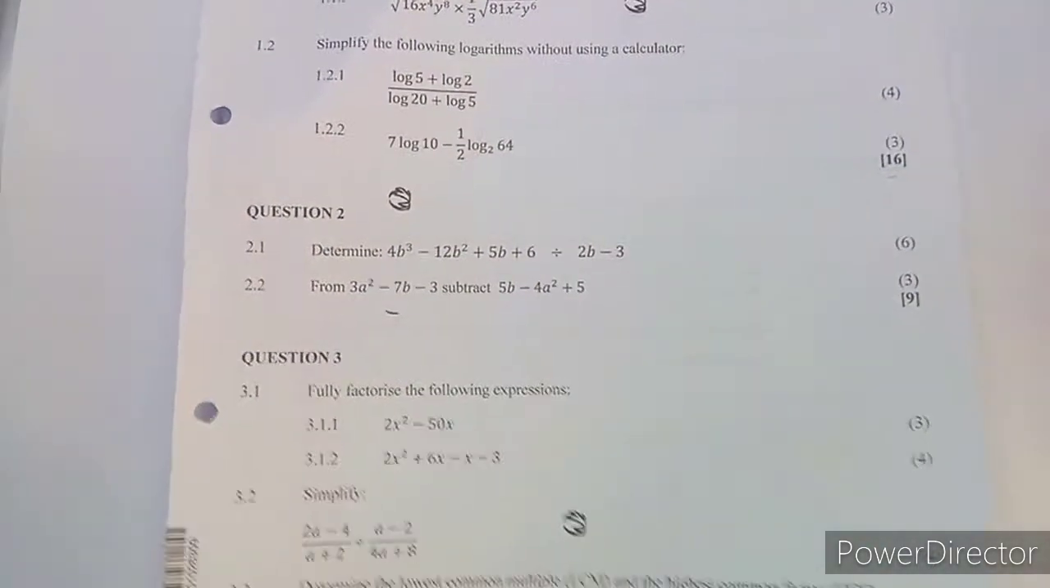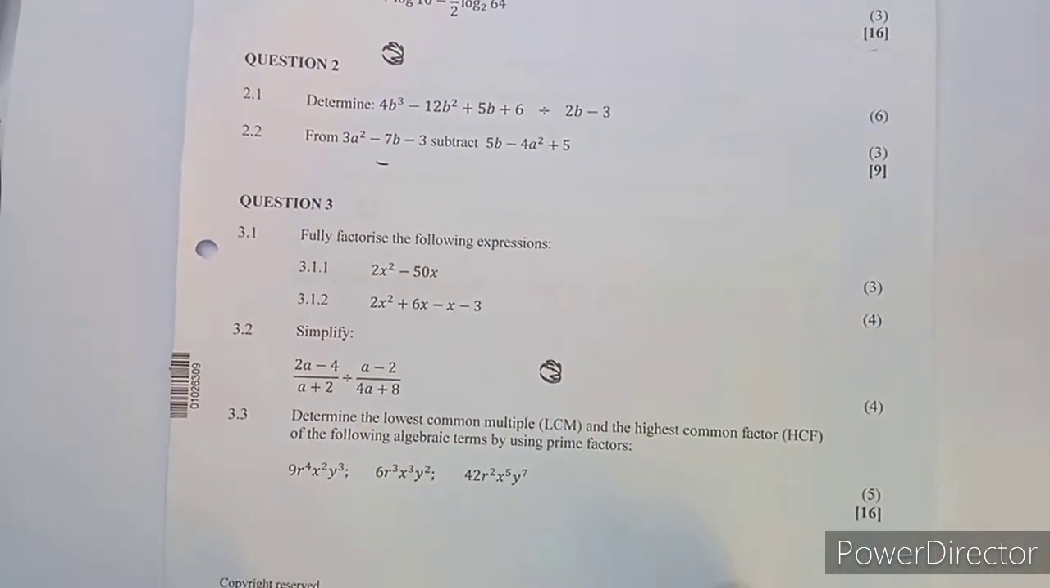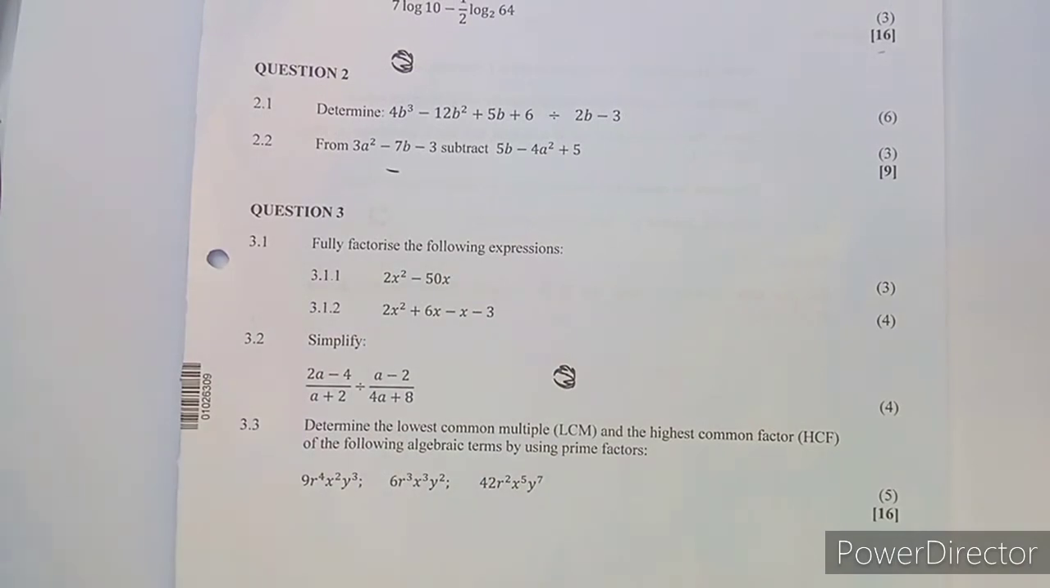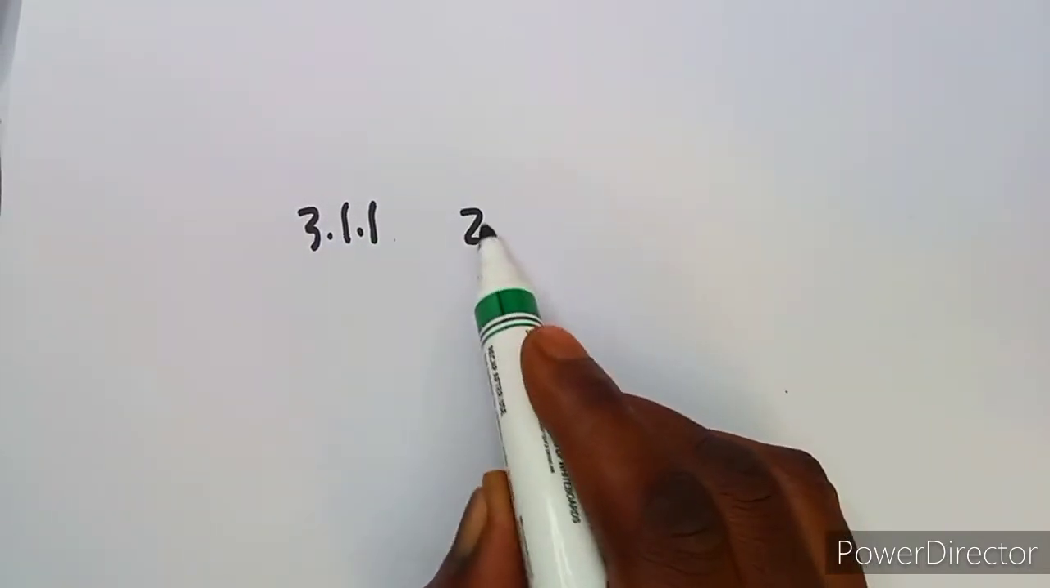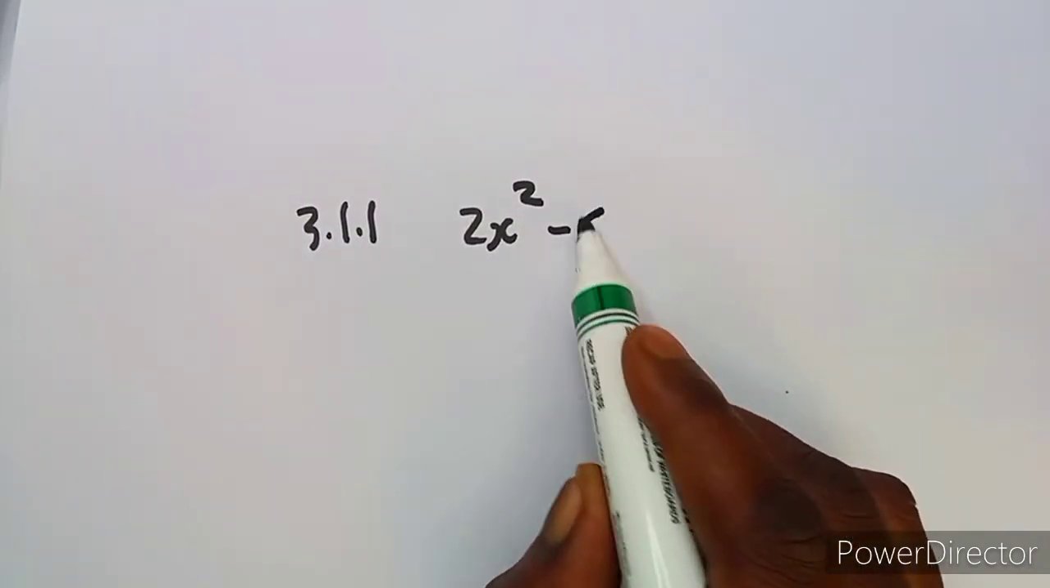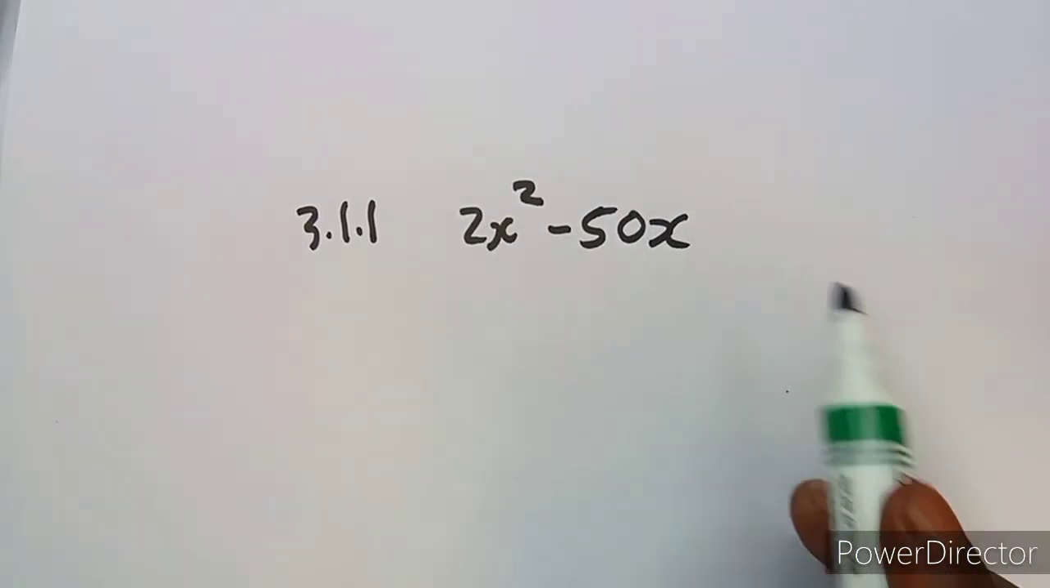Okay, on question 3, fully factorize the following expressions. Fully factorize. All right, how am I going to factorize the first expression, which is 2x squared minus 50x? You're asked to fully factorize.